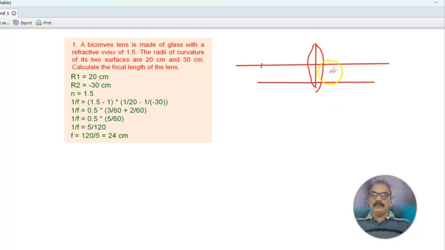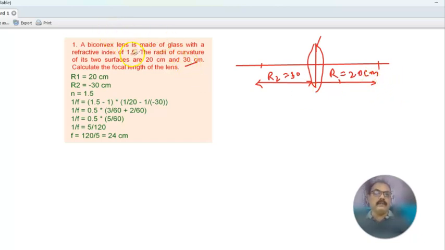This is R1. R1 is given in the question as 20 centimeters. I hope you understood this surface. This surface is 20 centimeters. And another one, R2, is given as 30 centimeters. Hope you understood this. As I have shown you, R1, R2 and focal length.